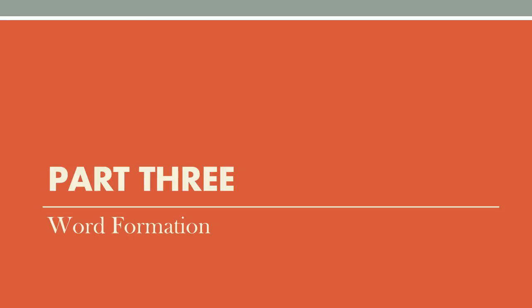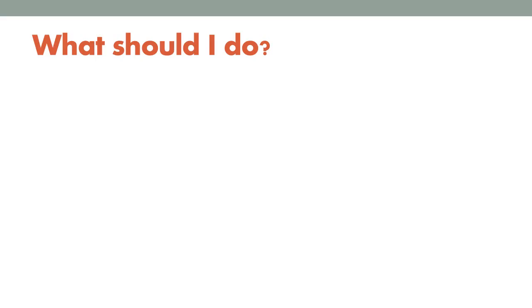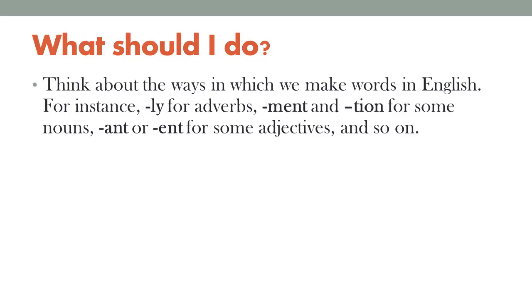Part 3 of the paper is about word formation. Here you have a short text with several words missing. For each word that's missing, you're given the base or root of the word. You have to change this to make a new word. Think about the ways in which we make words in English.